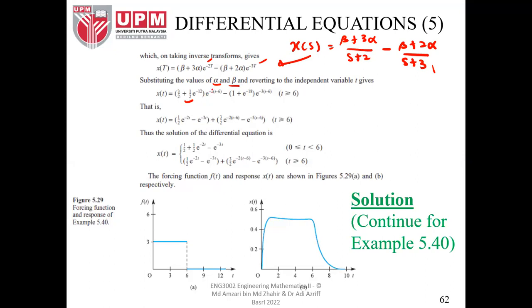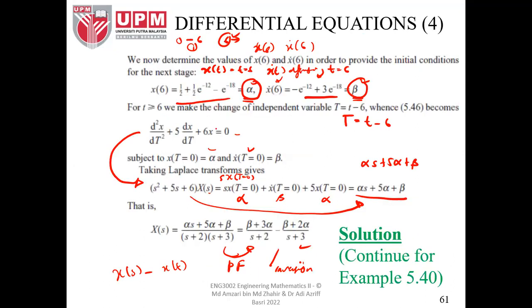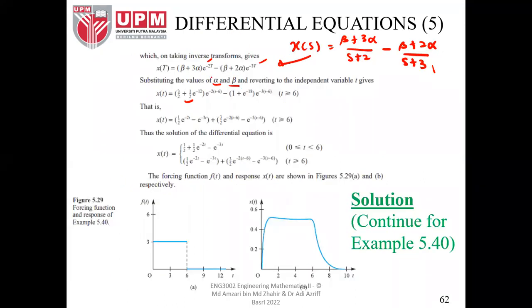Okay, exponent negative 2t. Your t in this case is t minus 6, small t minus 6. So you change t minus 6. So here you need to change your beta. Change your beta, change your alpha, and change your t, which is your t minus 6. So you put it, what is beta alpha? You will get this one.